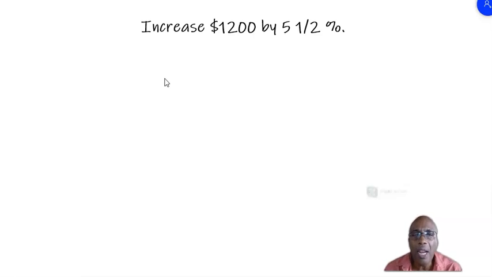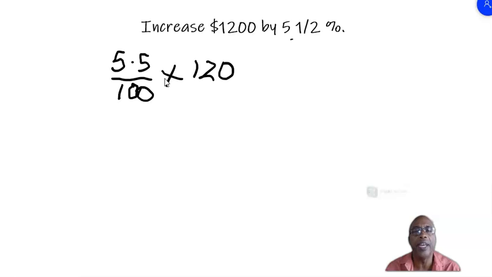So increase $1,200 by 5.5%. Now, how do you do this? I'll show you 2 ways to do it. You can get the 5.5% of 1,200. Let's write the 5.5 as 5.5 over 100, multiply it by 1,200.